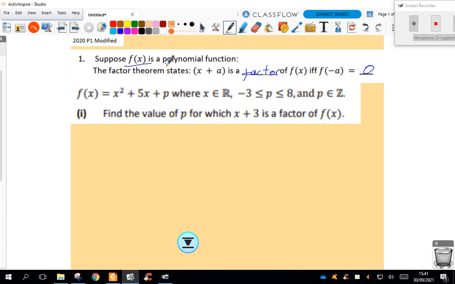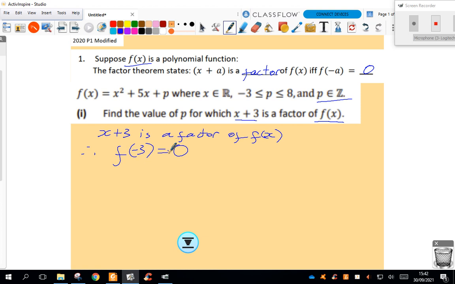This says f of x is x squared plus 5x plus p, where x is a real number, and p has to be between negative 3 and 8, and p is also an integer. So let's find the value of p, which x plus 3 is a factor of f of x. So we're given that x plus 3 is a factor of f of x. Therefore, well, negative 3 must be a root of the function. F of negative 3 is 0.